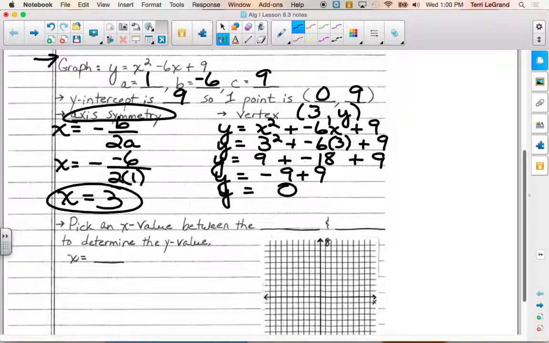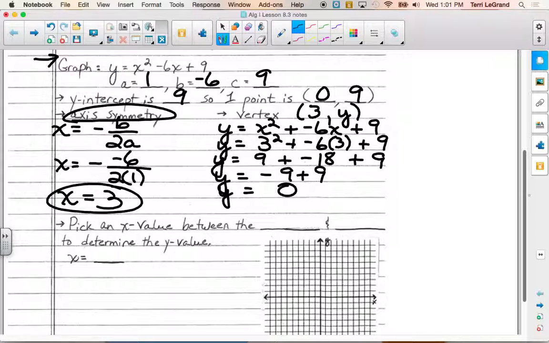Think about this. What are we looking for right now? What are we finding? We weren't really looking for the 0, but we found it. So what were we really looking for? The vertex. If the vertex is a 0, can anything else be a 0? No, that means the vertex is sitting on the x-axis. Is it opening up or is it opening down? It's opening up because it has a positive a value.